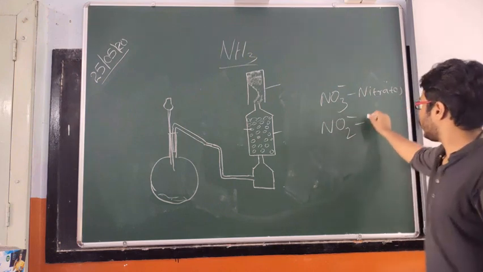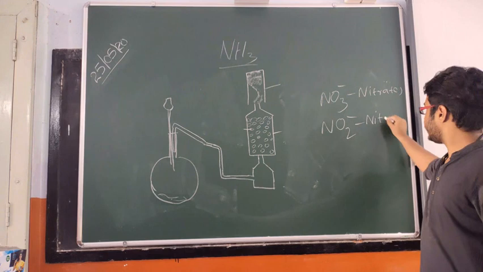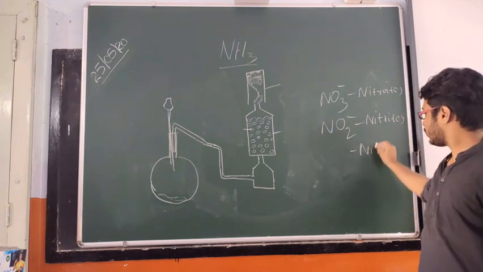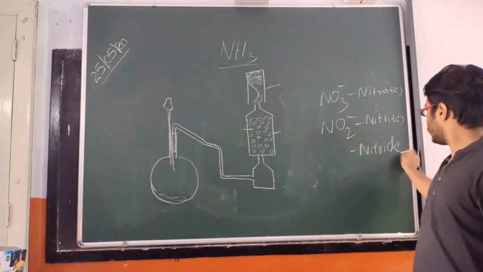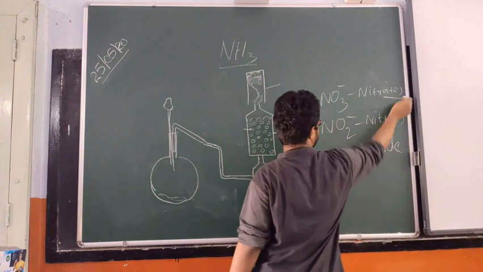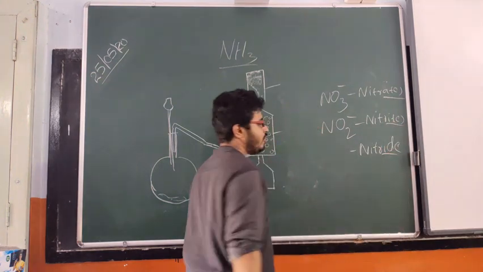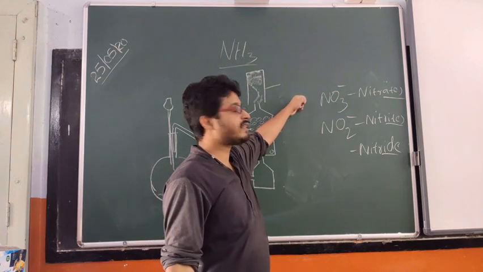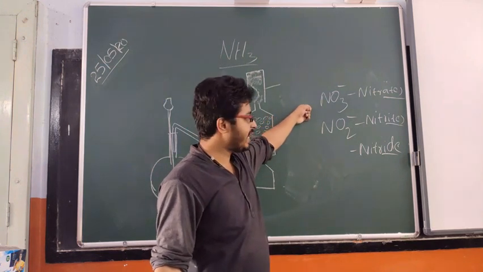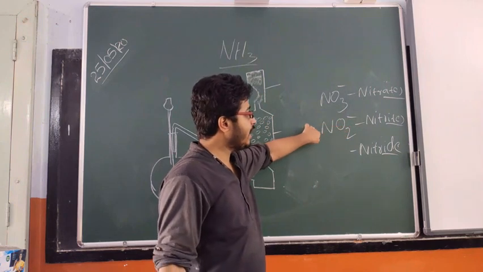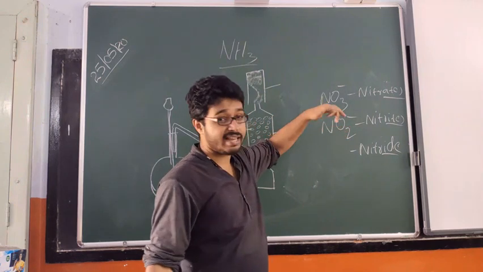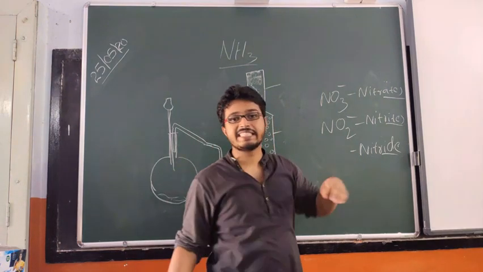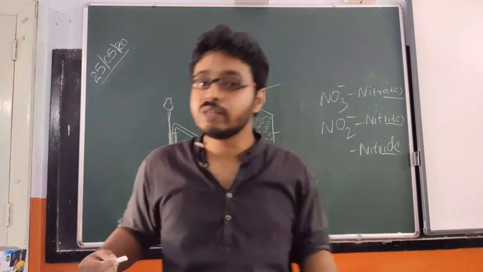NO2 minus is called nitrite. So what is nitride? The difference in name is for ATE, ITE and IDE. Just like I told in the previous class, ATE is for the ion which contains the maximum number of oxygen, ITE is for the ion containing minimum number of oxygen, and IDE is for the ion which doesn't contain any oxygen.